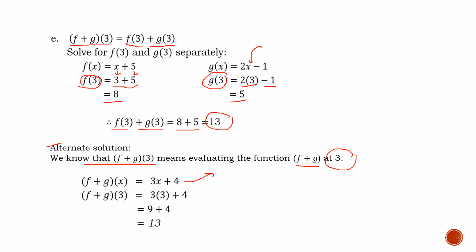So 3 multiplied by 3 plus 4. 3 multiplied by 3, it's positive 9. Plus 4 is equal to 13. So if you try to observe, our first way of solving this f plus g of 3 gives the same value that we get from our alternate solution. And they are both equal to 13.